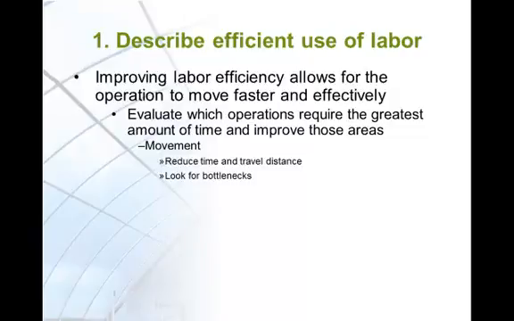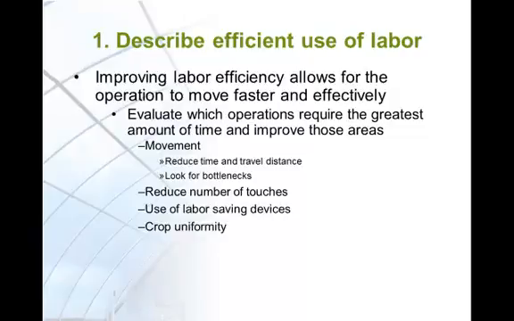Bottlenecks can be eliminated. Reduce the number of touches during production and maintenance. Use labor-saving devices such as hand tools, mechanization, and automation. Ensure a uniform crop. The consistency of a uniform crop will save time when working with the plants. Crop uniformity can be achieved by good climate control and watering.